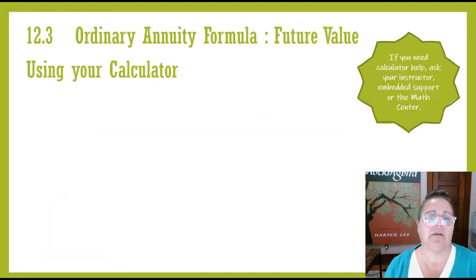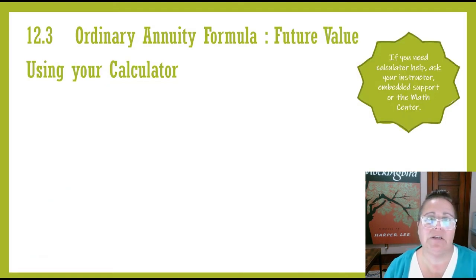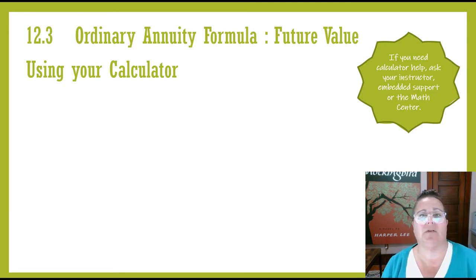So we want you to be able to use your calculator to do this. Let's just do it. Now, if you need calculator help, please be sure to ask myself, Embedded Support, or the Math Center. Get to somebody who knows how to use a calculator. It's really hard to guess and check these. When you do annuity, it's really hard to guess them. So it's best that you know how to use a calculator. And for many of you, it'll be best if you go through the problem twice, sometimes 3 times to make sure you're getting the right answer.